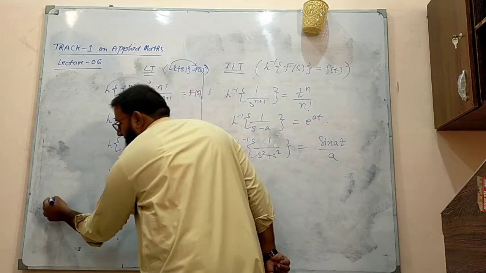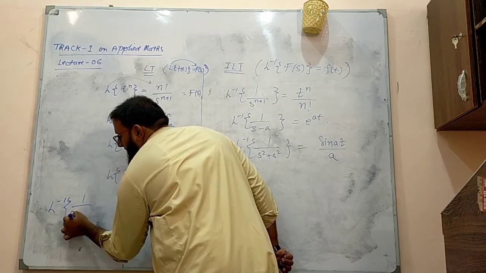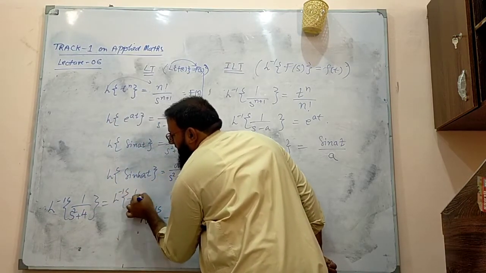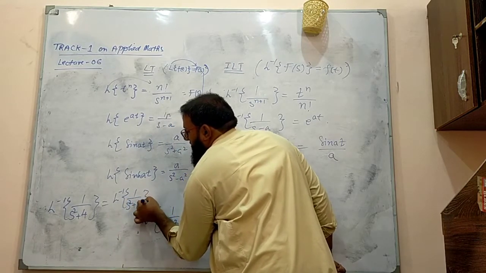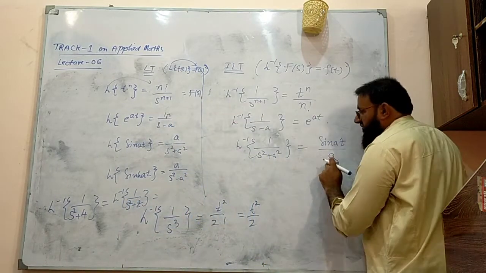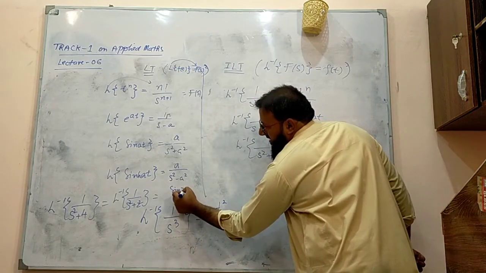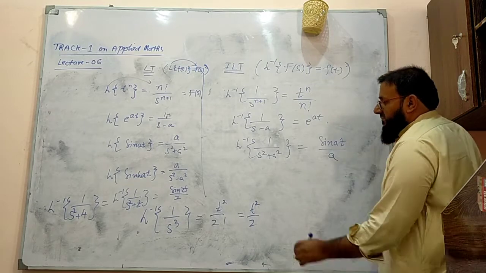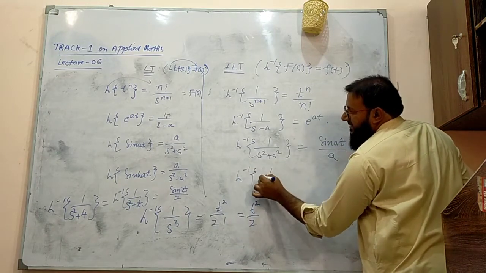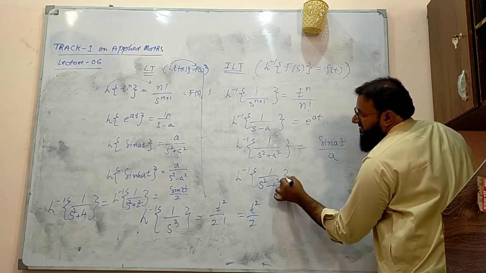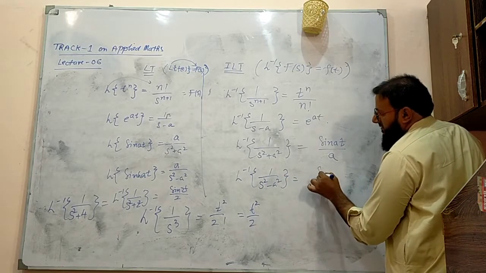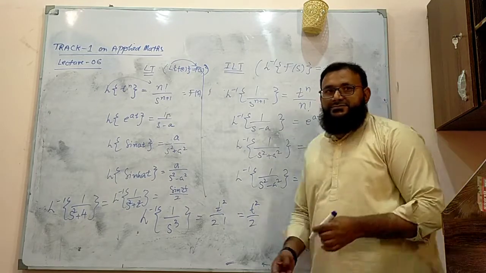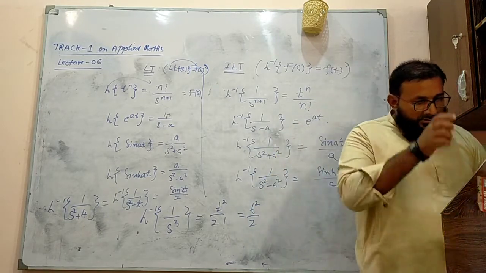Okay, when you get the Laplace inverse of, let's say, 1 over s square plus 4, you can write this as the Laplace inverse of 1 over s square plus 2 square. So your answer according to this formula would be sin 2t over 2. Similarly, the inverse Laplace transform of 1 over s square minus a square would be sin hyperbolic at divided by a.